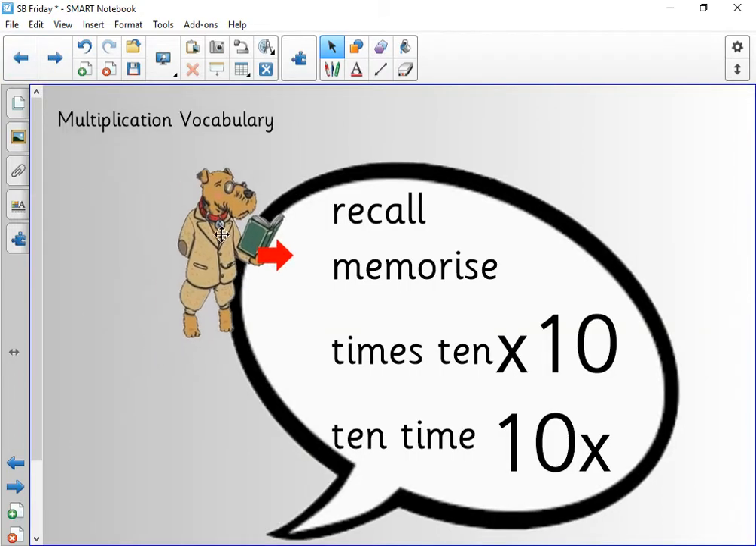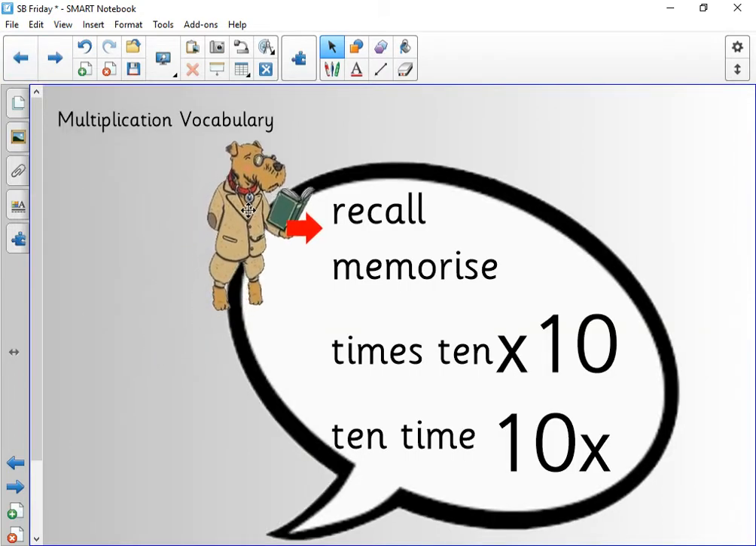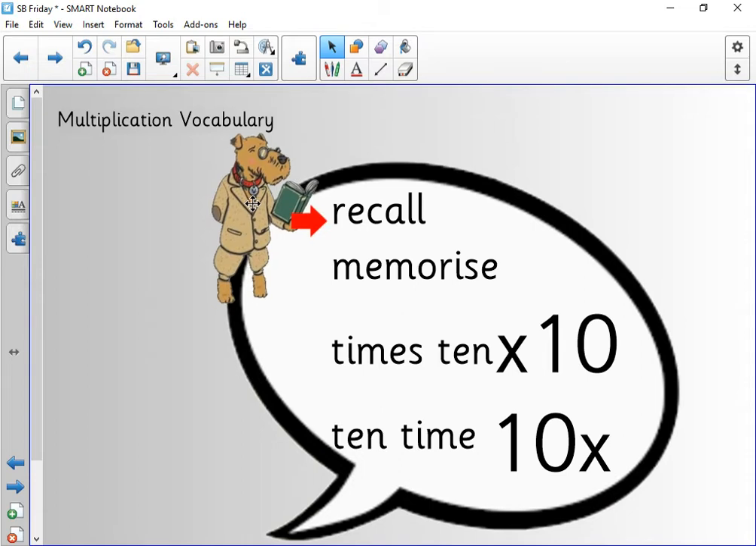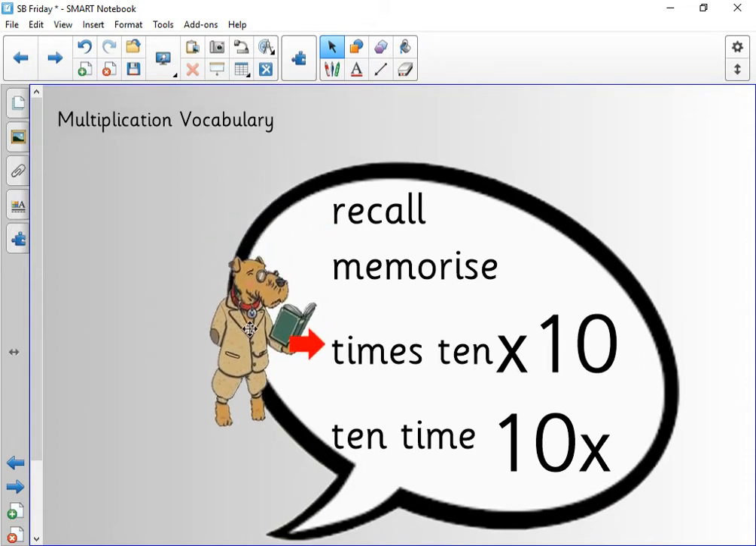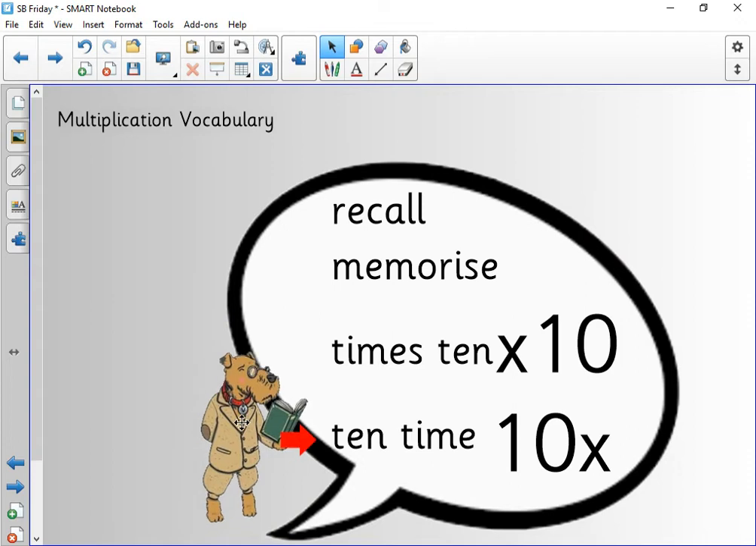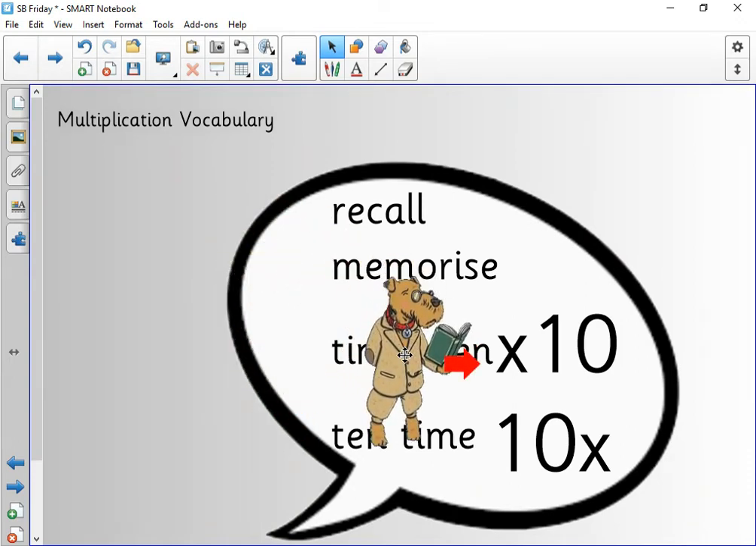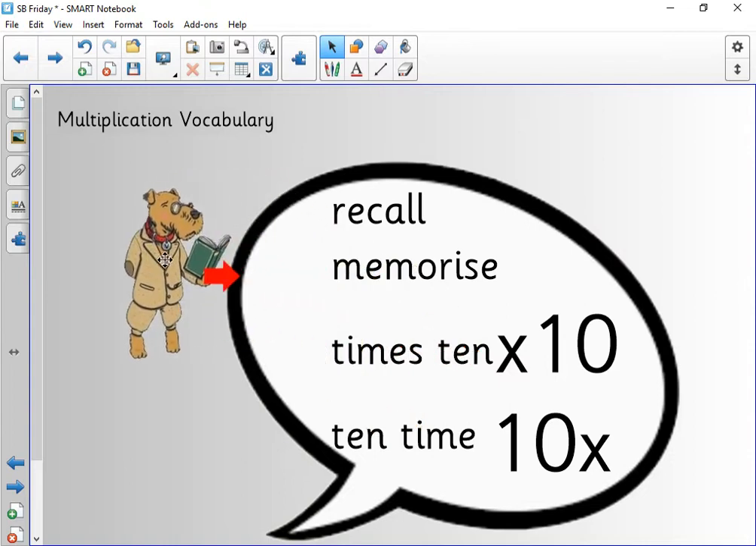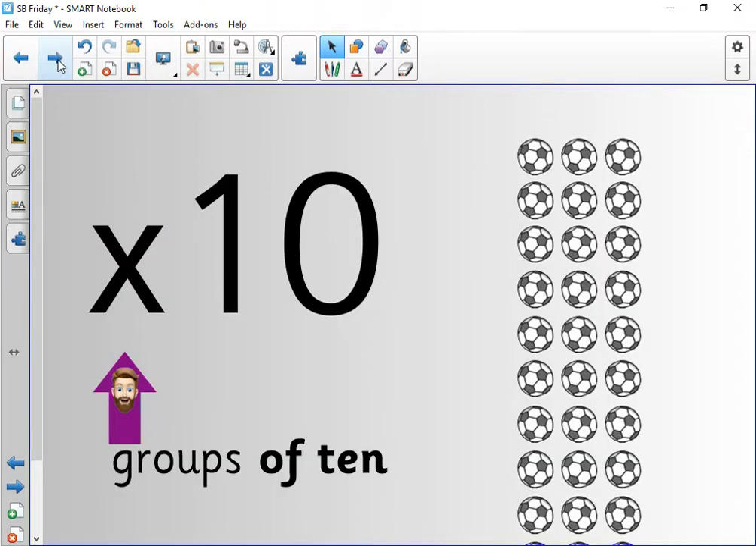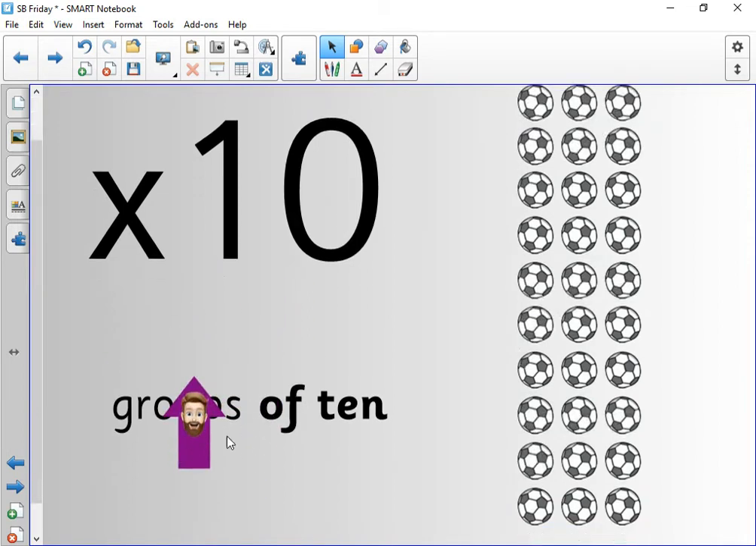Okay, here's Victor. Let's say the vocabulary with him. Recall, memorize, times 10, 10 times. And today we're going to memorize both of these tables. Okay, so when it's times 10, multiplied by 10, we're looking for groups of 10.